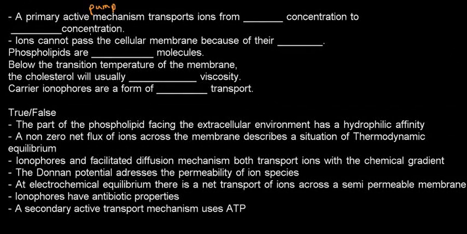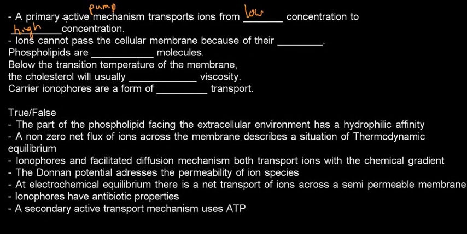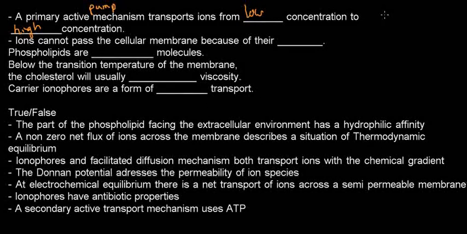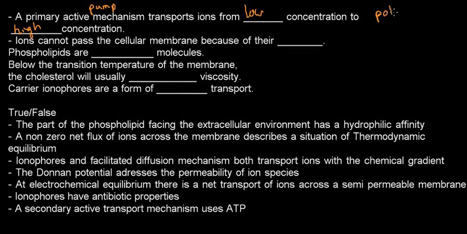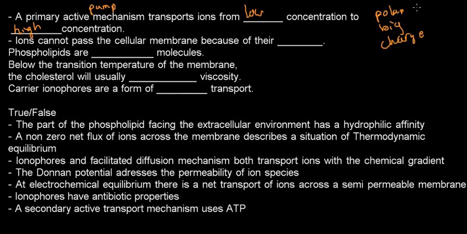And this is not a too difficult question. If I'm using energy, then I'm going against the gradient. If I'm going against the gradient, I'm going from low concentration to high concentration, because if I'm not using energy, I'm going from high to low. Ions cannot pass the cellular membrane because of their, and we mentioned what kind of molecules cannot pass. Well, we said that polar molecules, or very big molecules, or charged molecules, and ions. Potassium is not polar. It's not very big, but it's charged. So I would say because of their charge. This is what I would say, because of their charge.